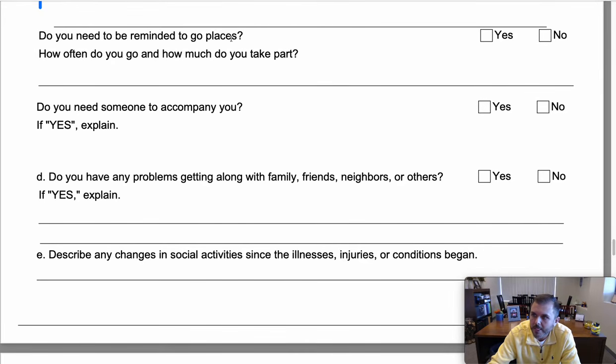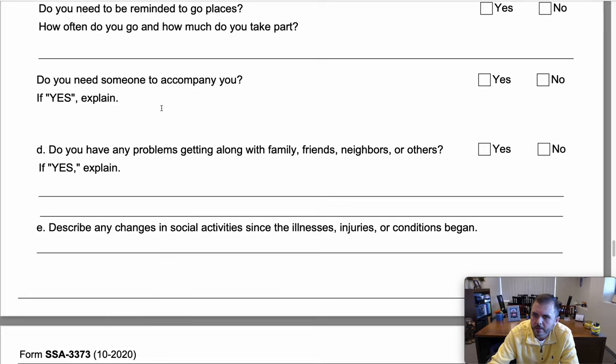Do you need to be reminded to go places? And again, this plays into a lot of the smartphone reminders that folks have. Do you need someone to accompany you? And again, that's completely appropriate if that's the case.